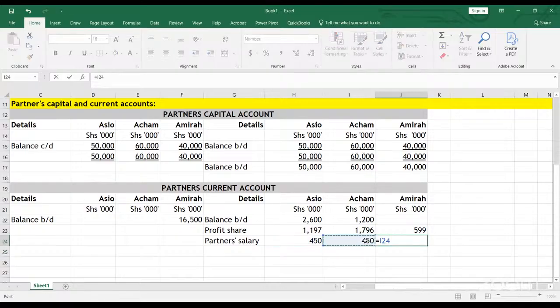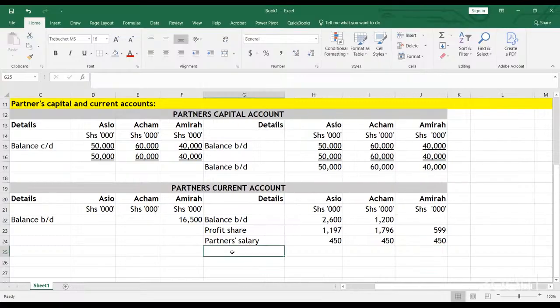Even here. So your salary is 450K. I've told you, they have said that from effective 1st October, they are entitled to a salary of 100,000 each, and they are reporting on 31st December. Those salaries have not been recorded anywhere. So we have to get the cumulative salaries from 1st October to 31st December. So that will appear on the credit. The other item that appears on the credit is the interest on capital.